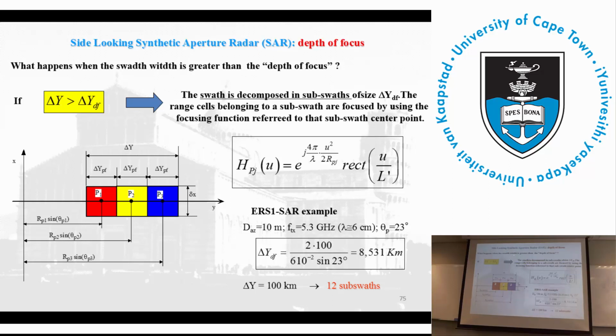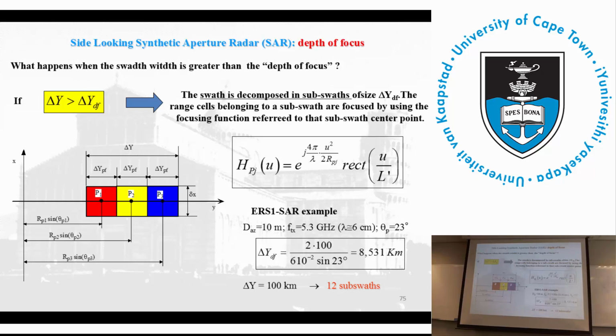Question: what happens when the swath width is greater than the depth of focus? Well, if you find out that your swath, say X kilometers, is bigger than the depth of focus, which usually is the case, then you can subdivide your range cells in batches that are all of dimension less than this depth of focus.